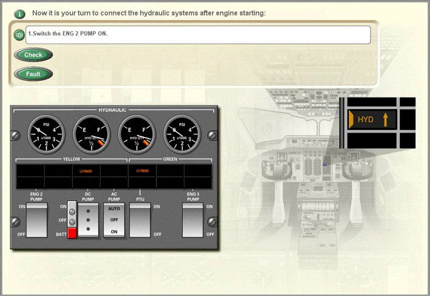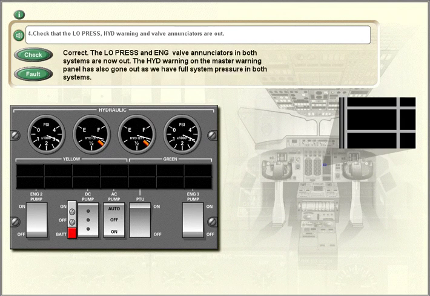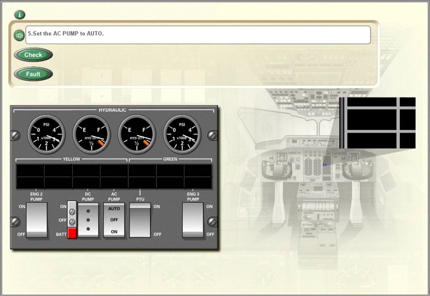Now it is your turn to connect the hydraulic systems after engine starting. Switch the engine 2 pump on. Switch the engine 3 pump on. Check that the system pressure stabilizes at 3,100 psi. Check that the low pressure, hydraulic warning and valve annunciators are out. Set the AC pump to auto. Switch the PTU on. Check all annunciators are out.